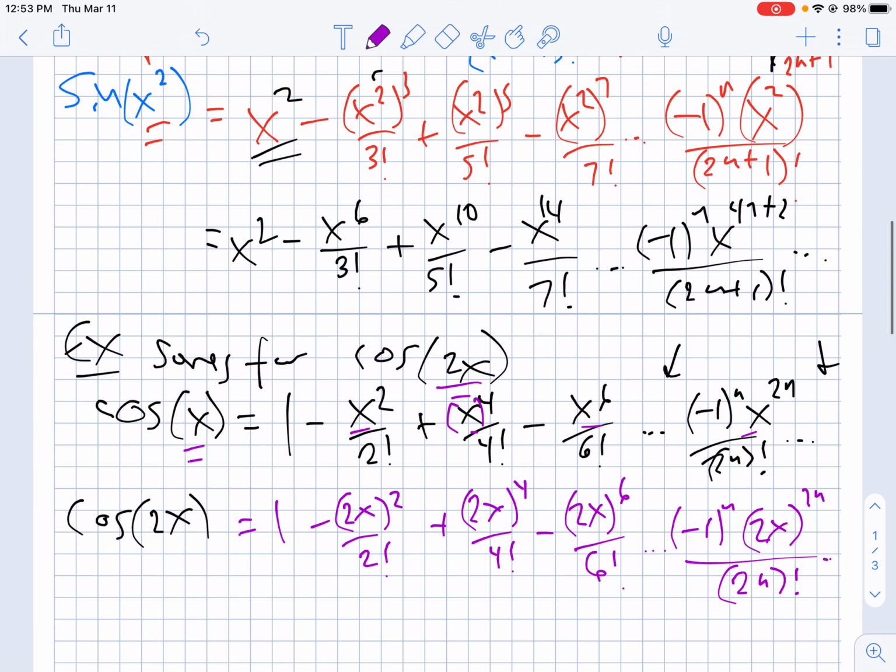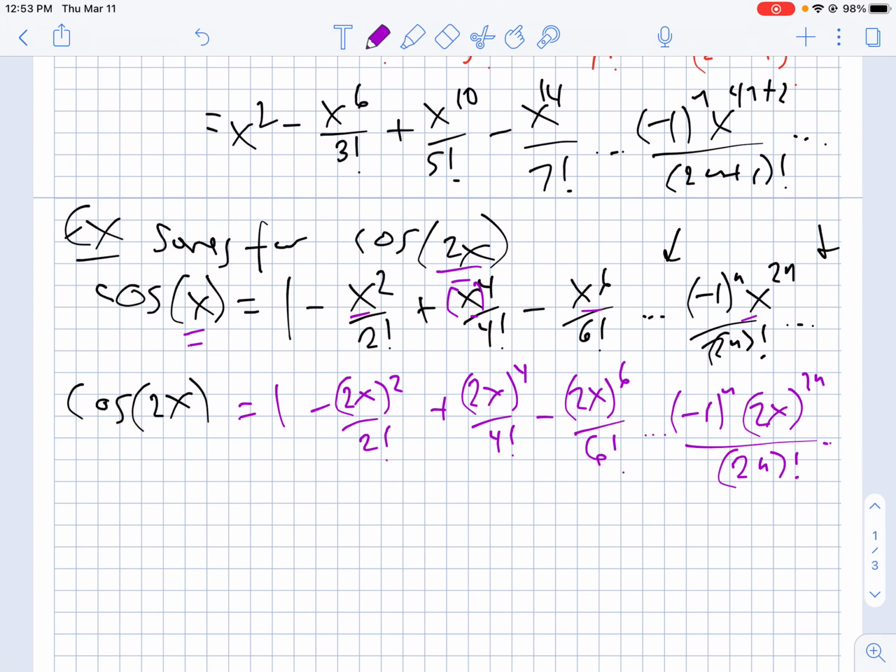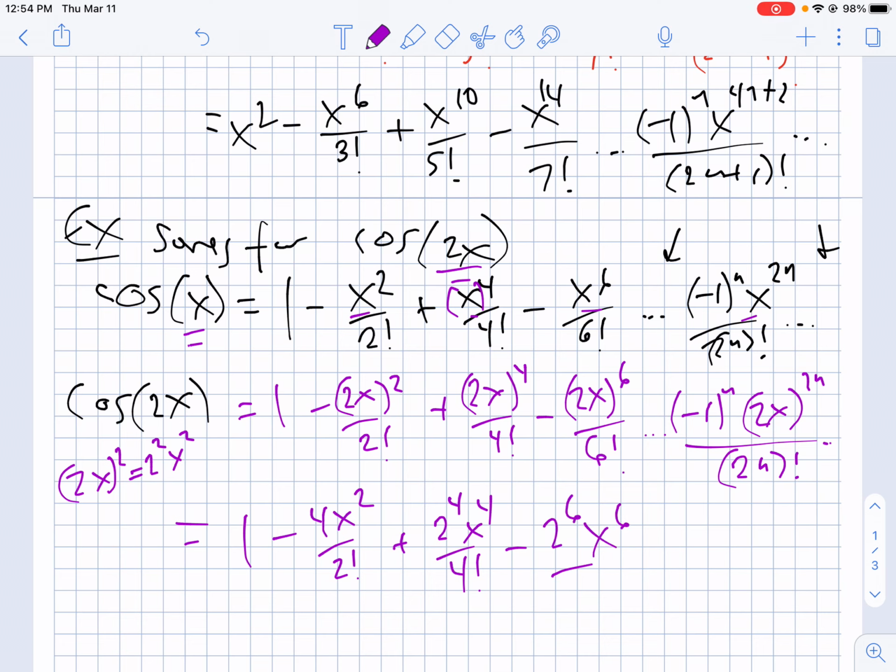Okay, so if this were a free response problem on the AP test, you could leave it like this. But a lot of times you want to simplify it just because it'll make plugging in easier. So if I have 2x squared, of course we know that's 2 squared times x squared. So that's a 4x squared over 2 factorial. And this is a 2 to the 4th x to the 4 over 4 factorial. You might know that 2 to the 6 is 64, but you can just leave it like that. And then you have negative 1 to the n. And here again, you could just write it as 2 to the 2n times x to the 2n, or you could just leave it in that form. It doesn't really matter.